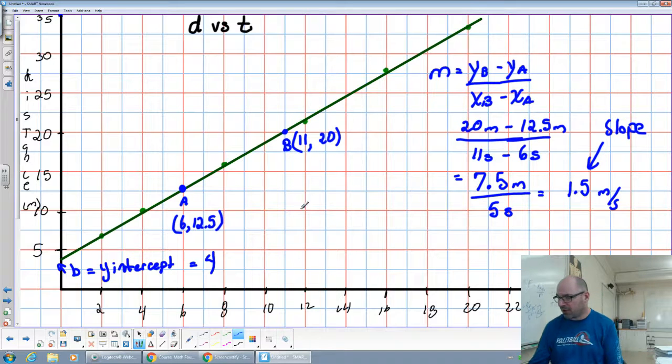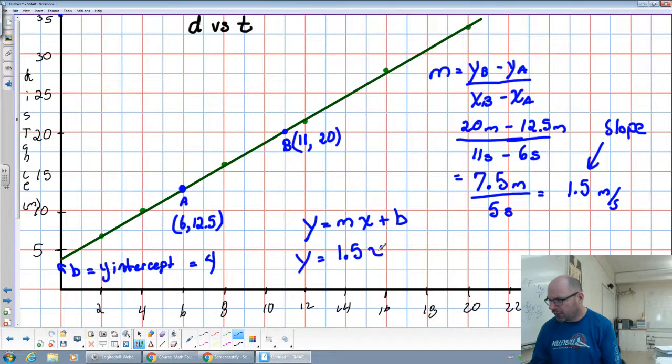So if we did that, we could write our linear regression line: y equals mx plus b. Now we know what the slope is. We leave y and x blank. y equals the slope, 1.5, x plus 4. So here's our linear regression line.